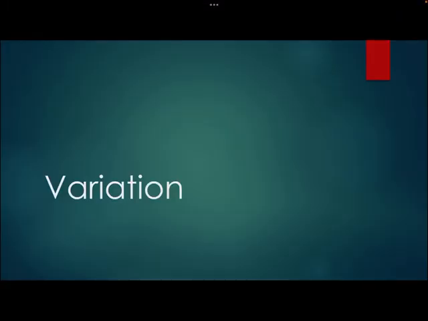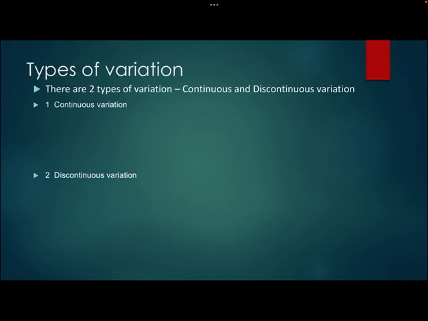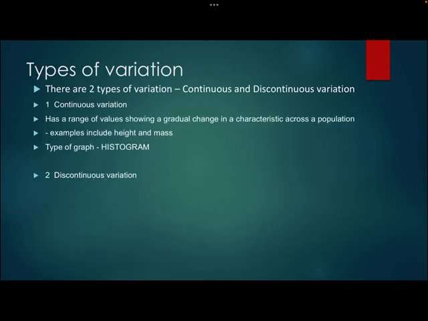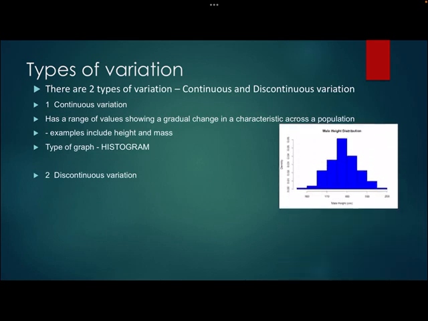B 2.5 variation. So there are two types of variation that you need to know about: continuous and discontinuous variation. Continuous variation has a range of values showing a gradual change in a characteristic across a population. Examples of continuous variation include height and mass. The type of graph you would draw is a histogram, so the bars need to touch. Continuous variation, if you remember, is always something that you can measure.